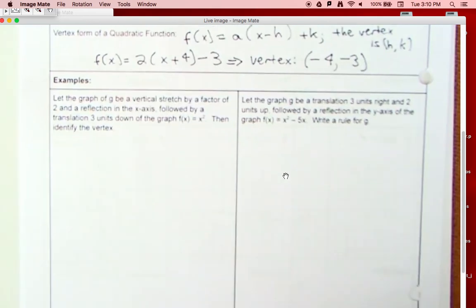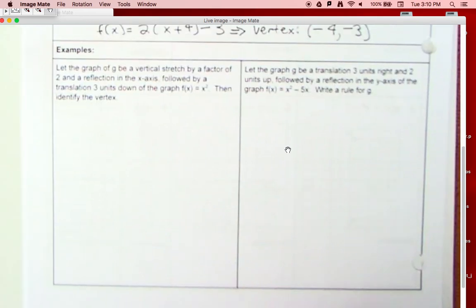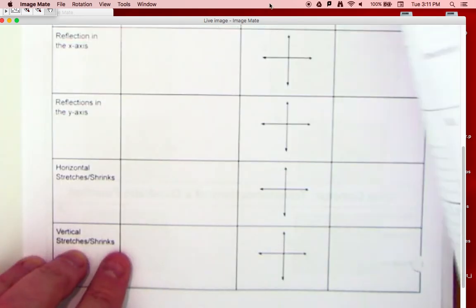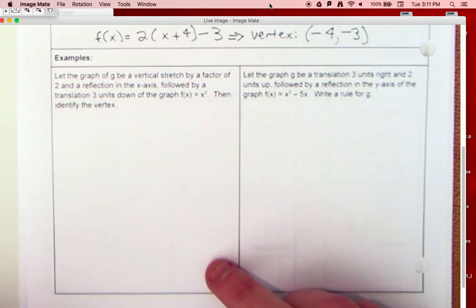All right, so let's take a look at these two examples. The first example is we want to do some transformations of the parent function of x squared. So we got: let the graph of g be a vertical stretch by a factor of 2 and a reflection in the x-axis, followed by a translation 3 units down of the graph f of x equals x squared. Then we're going to identify the vertex. So stuff we've done before, table right here. So make sure you have that available moving forward with everything.